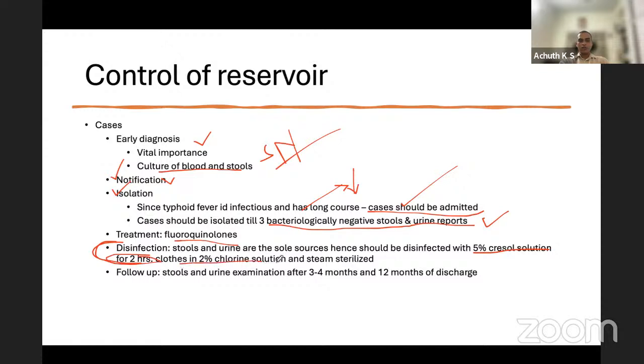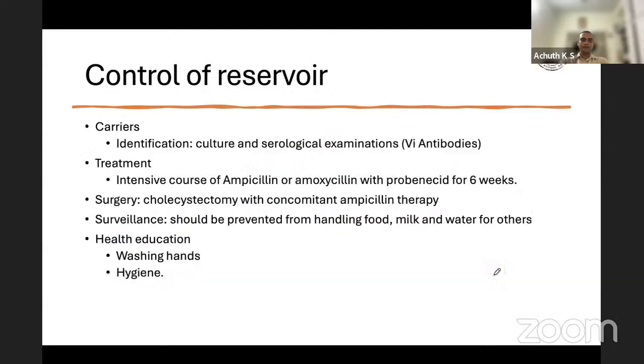Clothes are kept in 2% chlorine solution and steam sterilized. One of the reasons why white clothes or bedsheets are used in hospitals is that chlorine solution causes discoloration. Follow-up of stool and urine examination should be done every 3rd month, that is 3 times a year, and 12 months after discharge to see that they are negative. Why? To decide whether they are carriers or not.